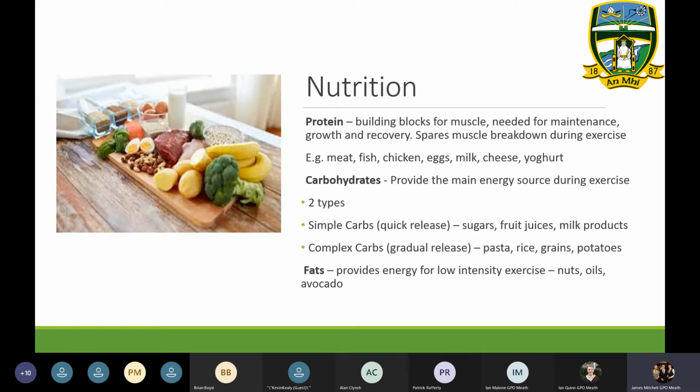And then just at the end here, I have fats. That provides energy for low intensity exercise, and sources are nuts, oils, and avocado. So it's just important to have an understanding and know what each of the three are. And we'll go on to the next slide, and I'll give more recommendations on how to apply these into our diet.